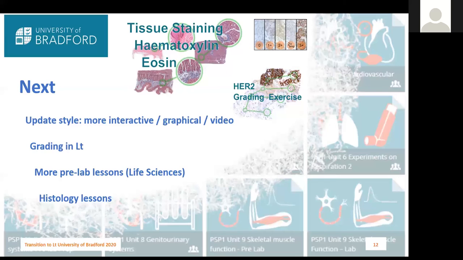We need to look at grading in LT for life sciences. The university does have online marking aspirations, but for LT it's an academic decision as to how we decide what content goes into LT.